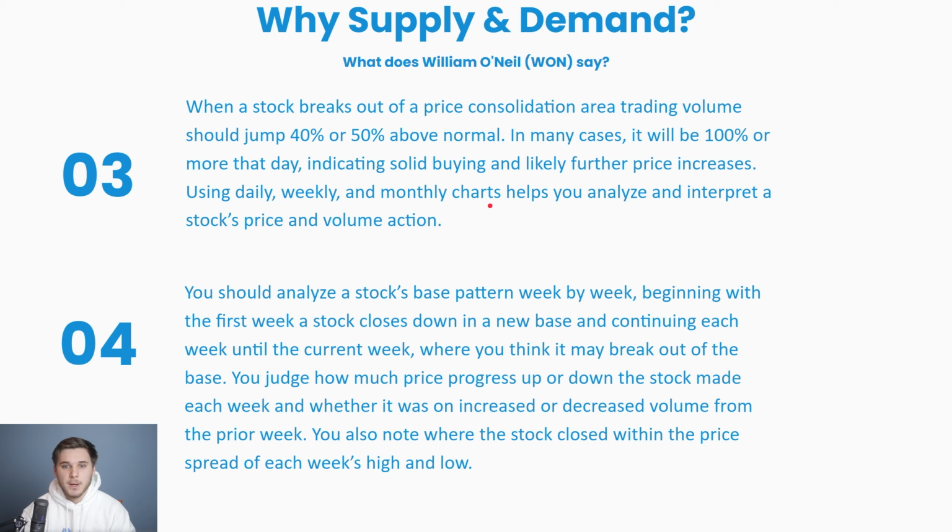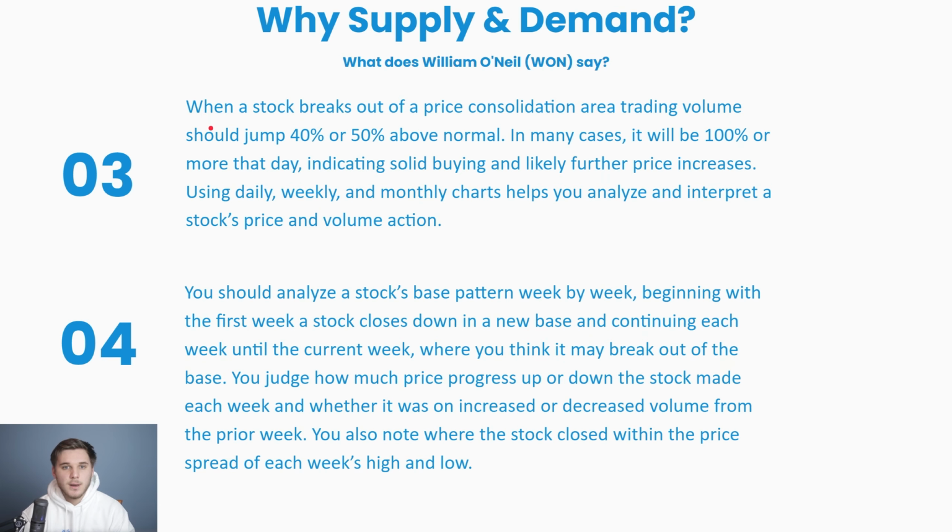Using daily, weekly, and monthly charts helps you analyze and interpret a stock's price and volume action. And going along with this, you should analyze a stock's base pattern week by week, beginning with the first week a stock closes down in a new base, and continuing each week until the current week where you think it may break out of the base. You judge how much price progress up or down the stock made each week and whether it was on increased or decreased volume from the prior week. You also note where the stock closed within the price spread of each week's high and low. And we'll go through a few different examples at the end of this video so you can really see this in practice.